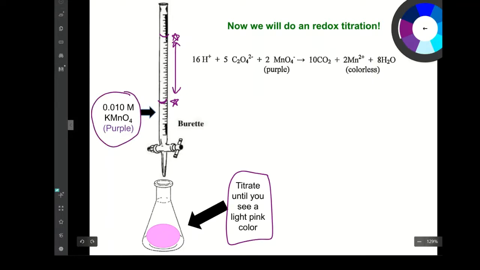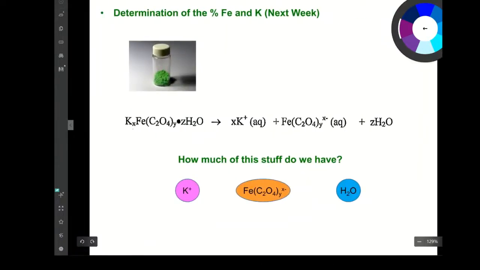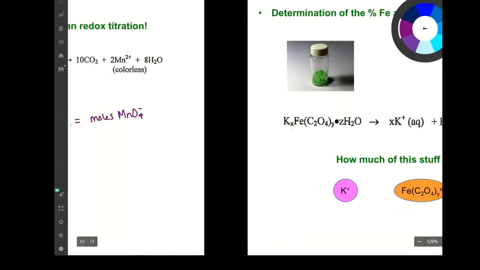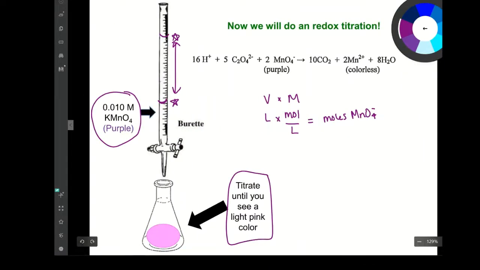So you're going to have the liters of the solution times its molarity, which is moles per liter, and when you multiply the volume times the molarity, you're going to get the moles of permanganate that you had to add. And that's going to be useful, because knowing how much you added is going to tell you how much oxalate you had in there. Okay, so that's what you need to do for this part, and that's what we'll be doing this week.